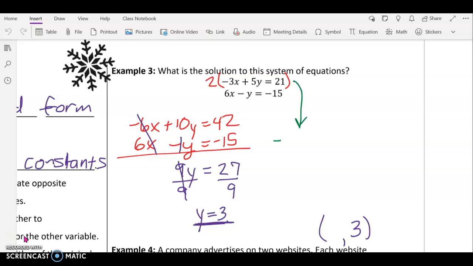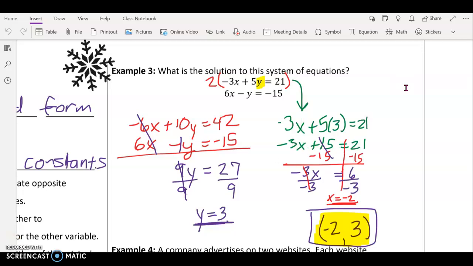So negative 3x plus 5y equals 21. But instead of y, I replace just the y. The 5 should still be there. I replace the y with 3 and now solve for x. So pause the video and take a moment to solve for x, please.